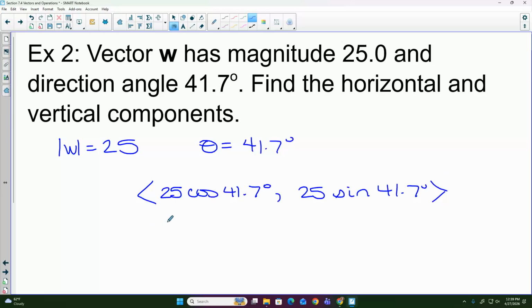So if I want to evaluate, plug that in. You get 18 point something. Let's just go one significant digit. That's all I give you in the problem. So 18.7. Questions so far?